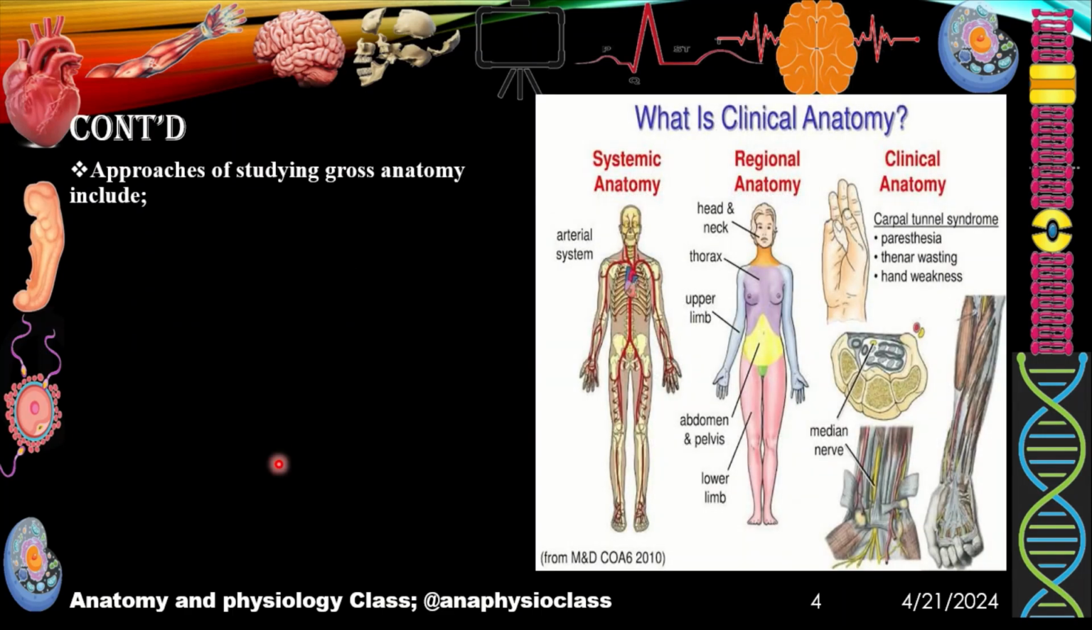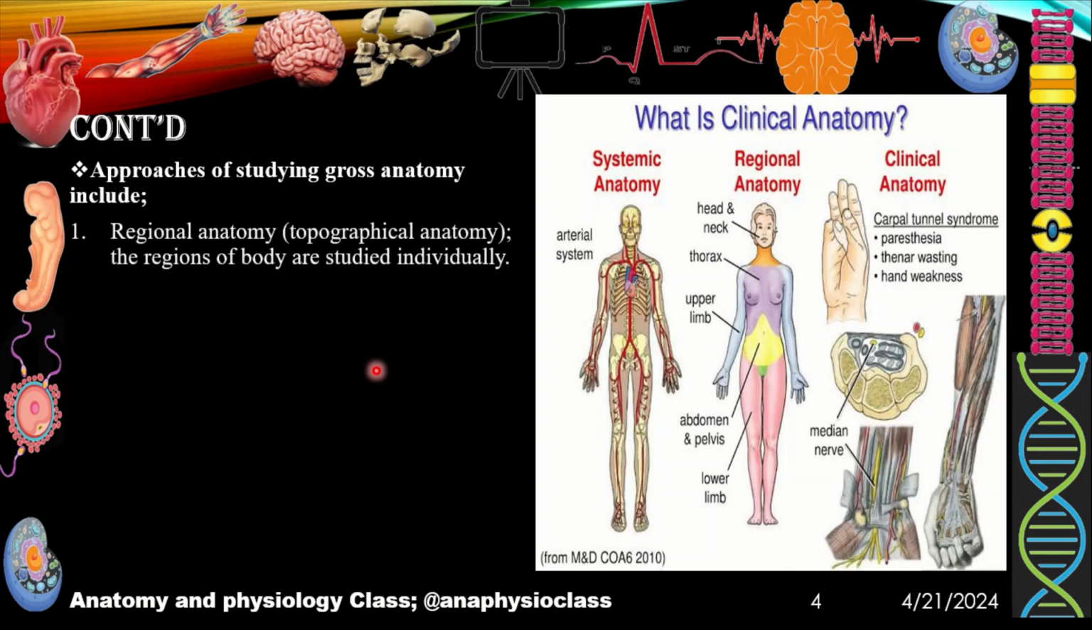So what are the approaches in studying gross anatomy? How can we approach gross anatomy? How can we study gross anatomy if we want to study? From where are we going to start, and from where are we going to end? So there are so many approaches. One is the regional approach or regional anatomy, which is also known as topographic anatomy. It is more associated with categorizing the body into different regions and studying each and every region together.